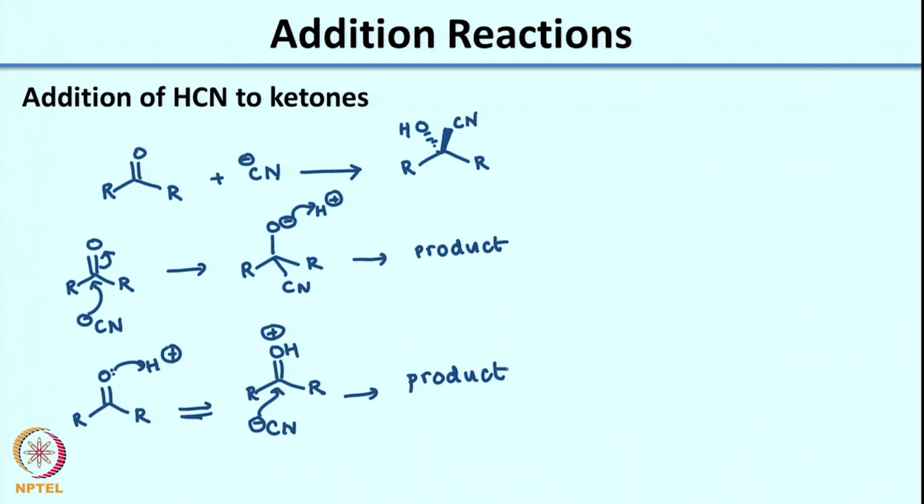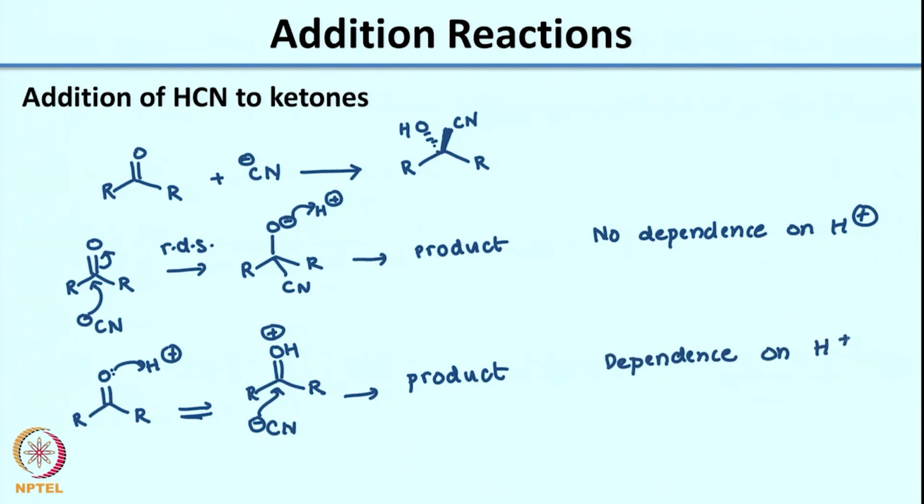Now again you can use kinetics to distinguish between two mechanisms. In one case you would see that there would be, because this step is usually slower. So what you would see here is you would have no dependence, whereas in this case you would see, so this is a very nice way where you can use kinetics to distinguish between two mechanisms.